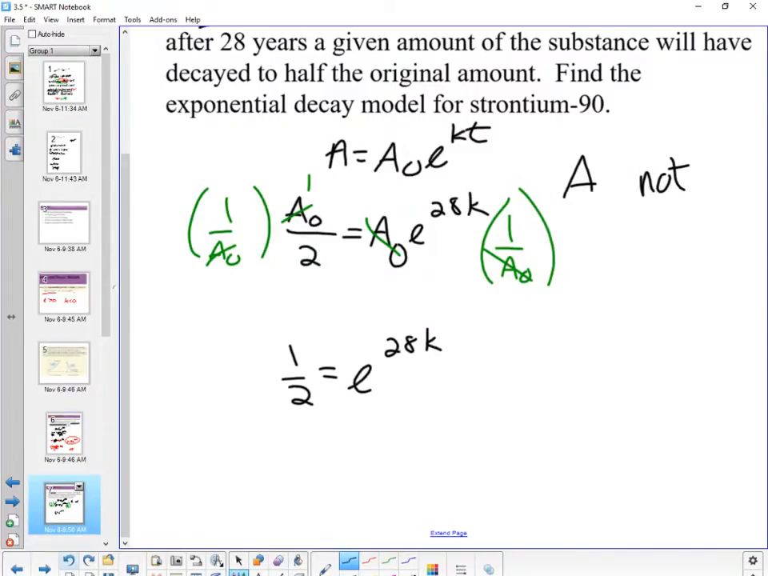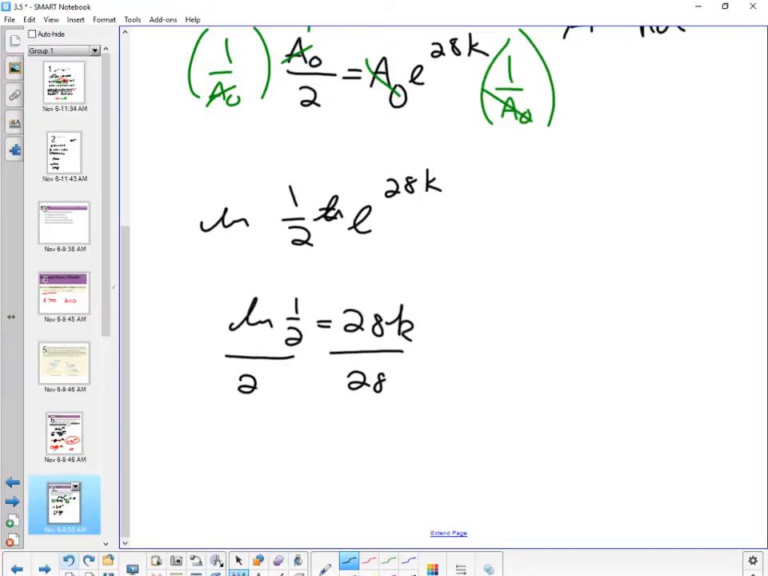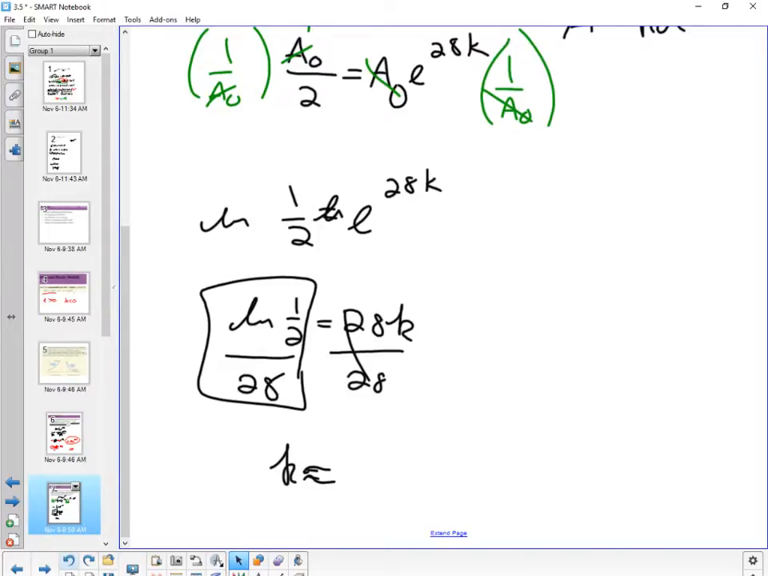Okay. How do I get rid of e? ln. So I've got ln of half is equal to 28k. Divide both sides by 28, and k will be this quotient. I got approximately negative 0.0248. Excuse me. Approximately negative 0.0248. It'll be 2.4. I'm just gonna go 0.0224.